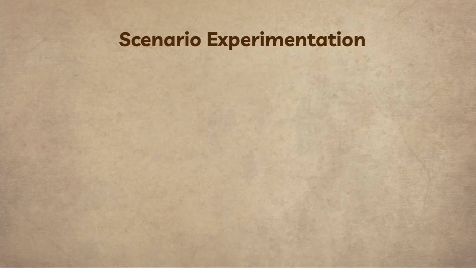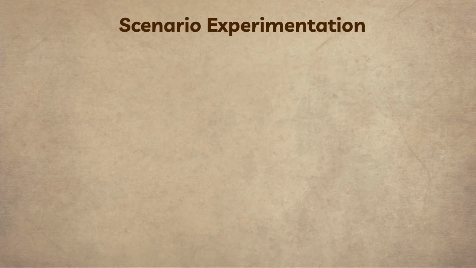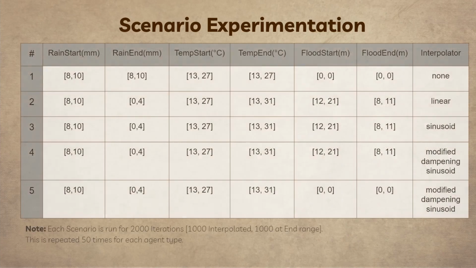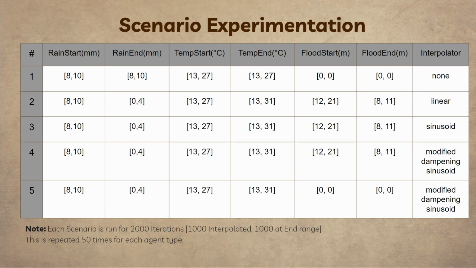Now that we've gone over all the preliminaries, let's talk about the experiments. We elected to use scenario experimentation, whereby our agent types would be put into 5 distinct scenarios. By specifying the start and end range for rainfall, temperature, and Nile flood height, and the method used to interpolate between these 2 ranges, we were able to create 5 scenarios with increasingly intense and complex stressor events, in our case, climate change.